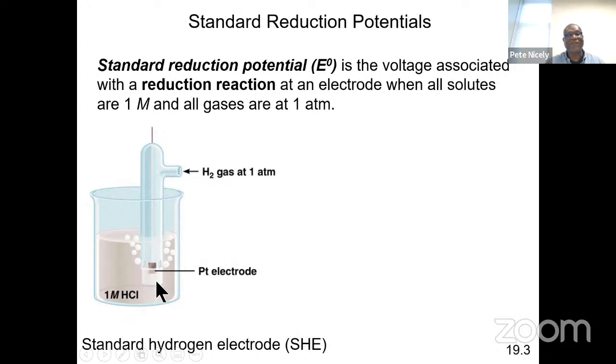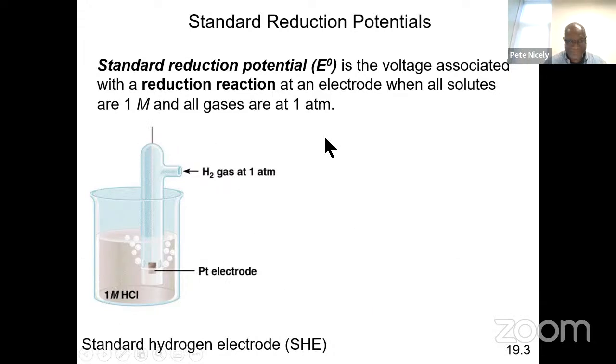It consists of hydrogen gas being bubbled into a solution of hydrochloric acid. And it doesn't have to be hydrochloric acid. It could be any strong acid, but hydrochloric acid is the usual suspect used in this sort of setup. There's an electrode here, a platinum electrode, which is basically an inert material which is used to allow for the electrons to go into and out of the solution and into and out of the external circuit, right?